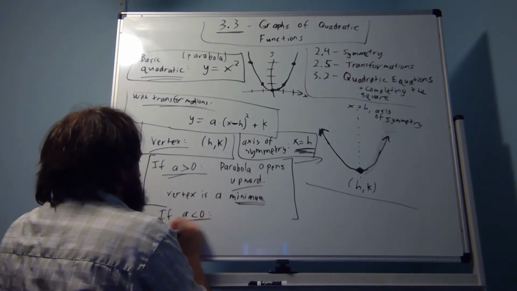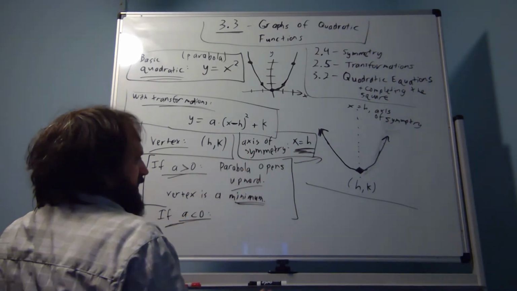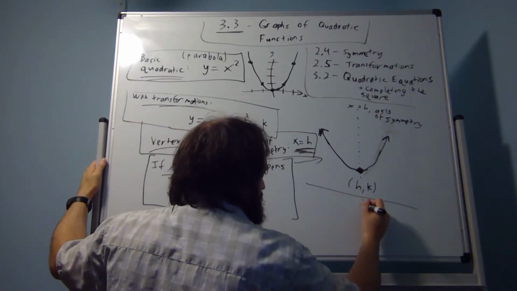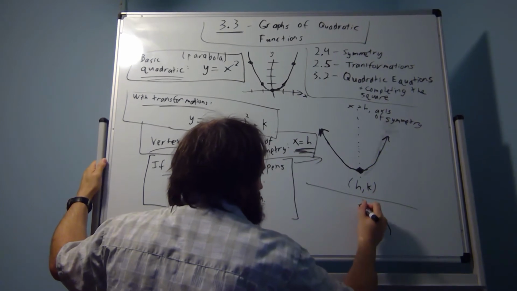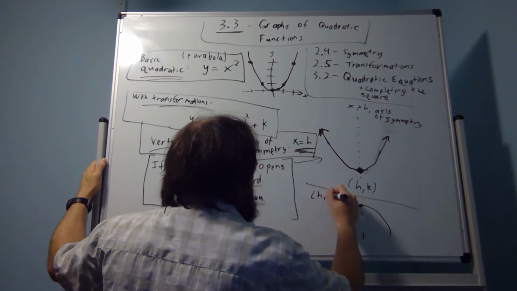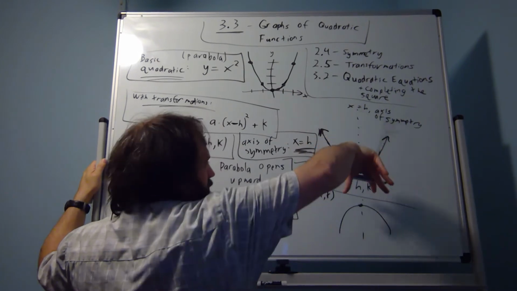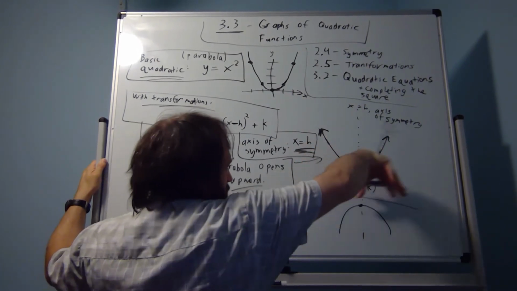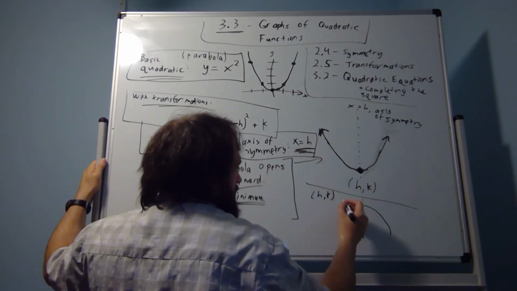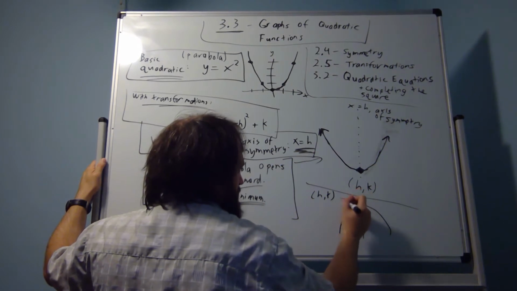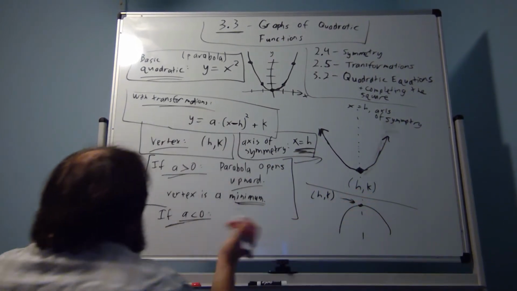And if a is less than 0, there's still a vertex, there's still an axis of symmetry. We've still got this (h, k). What do we do? If we have y equals minus x squared, and then we shift it left, right, up, down, we still have this point, but it opens downward.